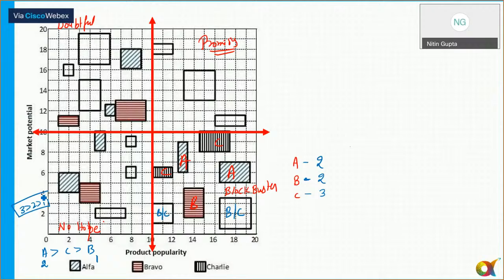All right, so in the no hope category, B is equal to 1 and A is equal to 2. So Bravo is 1, so we already know that Bravo. As far as the remaining 3 cells are concerned, out of these 3 remaining cells, 2 of them are C and 1 of them is A, because A has to be equal to 3 here.